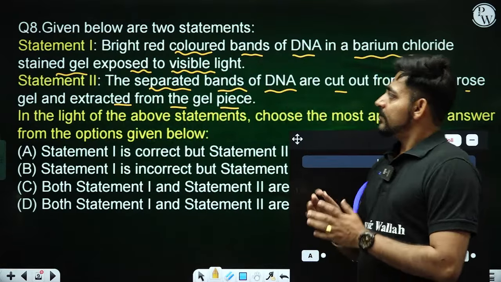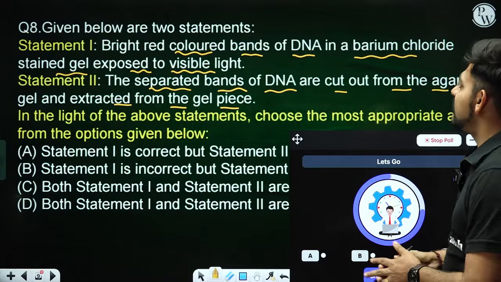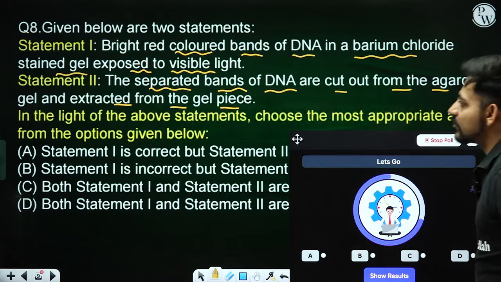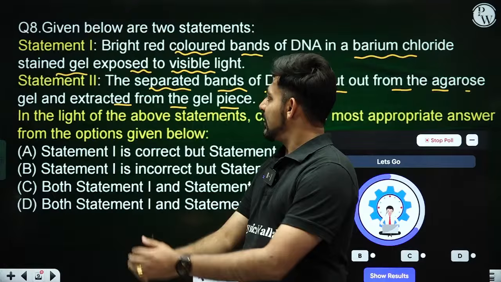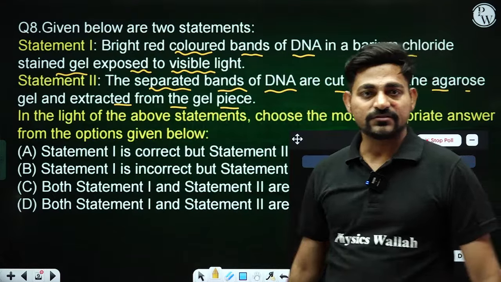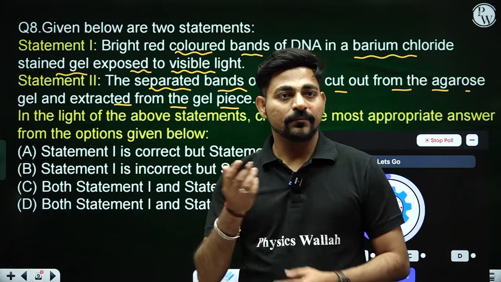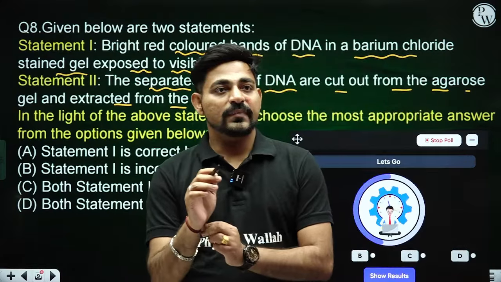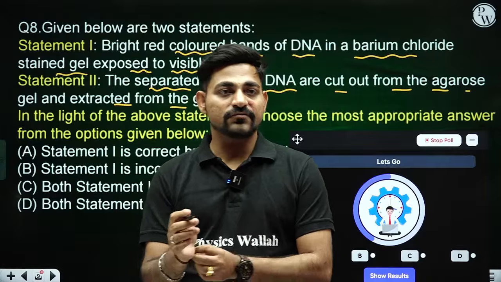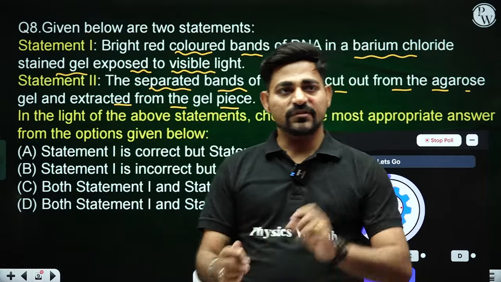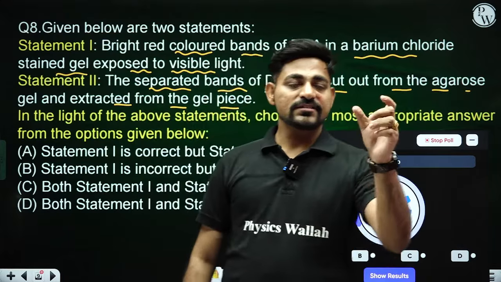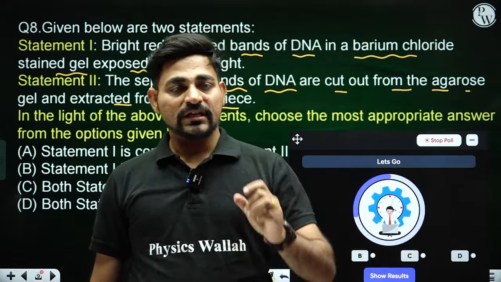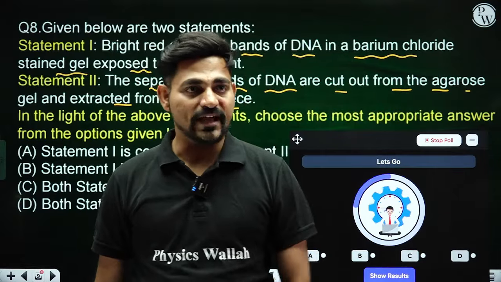Okay. So bright red colored bands of DNA in a stained gel exposed to visible light. Yeah, this is the question and practice series only. But Praveen, if you have any doubt from any of the topics from these two chapters, you can ask your doubt in the comment section. I'll be explaining that also.